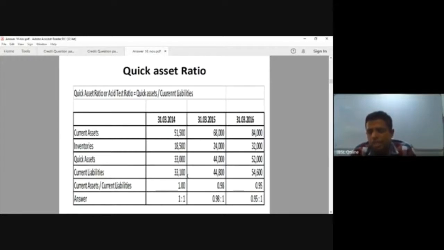These ratios are very easy to calculate. Don't make any mistakes when you are writing your answers in the exam, right?